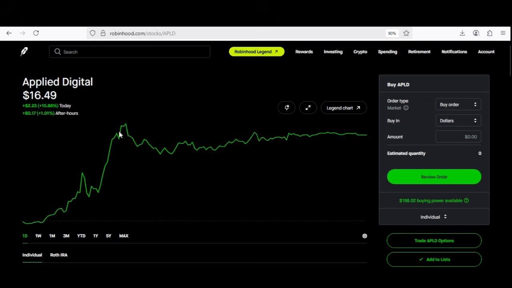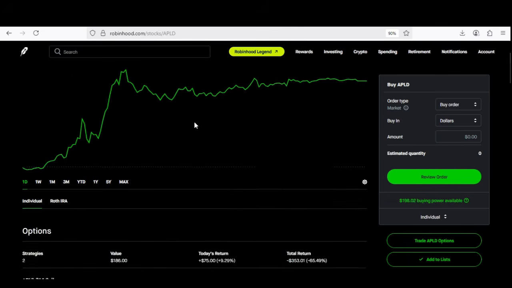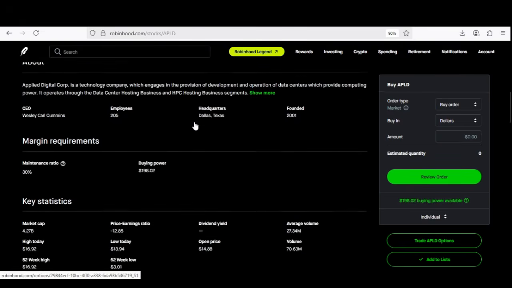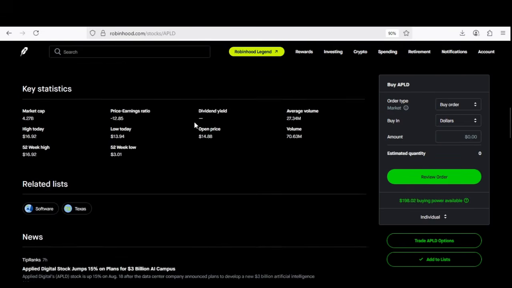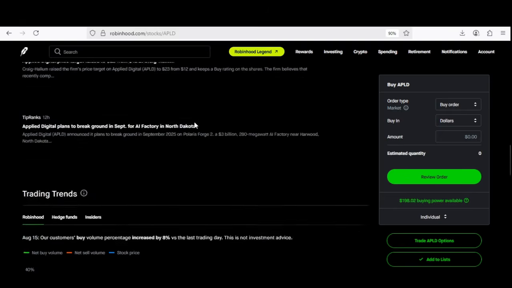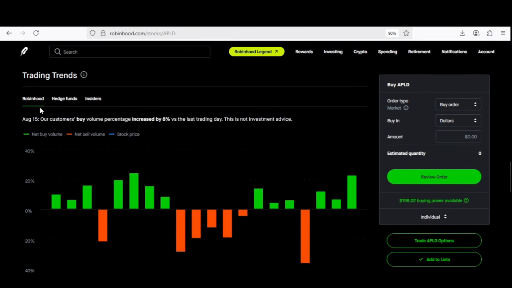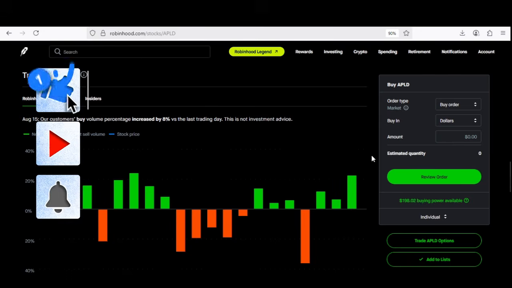So we're actually on the applied stock right now, and I'm going to go down and show you the really, really good part, which is my specialty. So my specialty, as you guys have seen on the channel, is to make consistent income. Now, right before we do that, let's go ahead and look at how Robinhood guys are doing this. And if we scroll here, we could see this was done on August 15th. So Robinhood investors are just now getting into this. But that's not why I'm here.